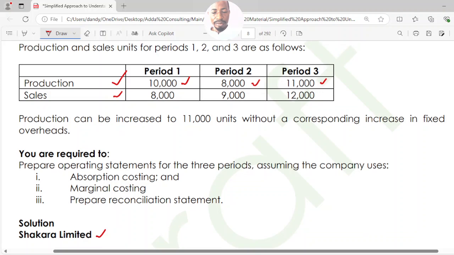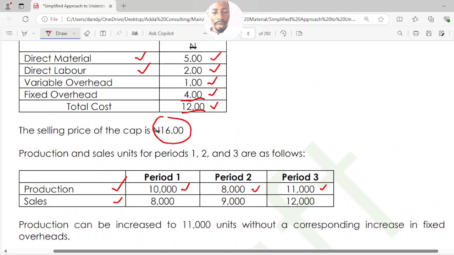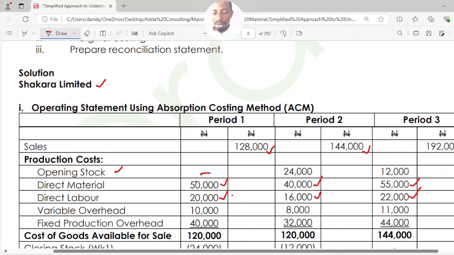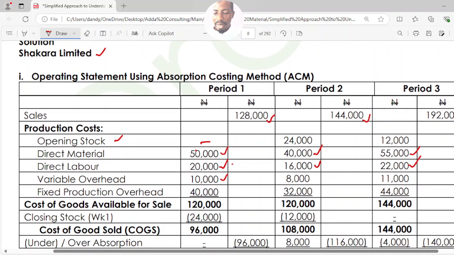Am I given direct expenses? There are no direct expenses in this question. Therefore, you ignore. But you are given variable overhead. Variable overhead is 1 naira. I will multiply 1 naira by 10,000 units, and I will get 10,000 naira. 1 naira multiplied by 8,000 units will give me 8,000 naira. 1 naira multiplied by 11,000 units will give me 11,000 naira. So let's go and post. So 10,000 naira, 8,000 naira, 11,000 naira, because variable production overhead is 1 naira per unit. Just multiply with the number of units.